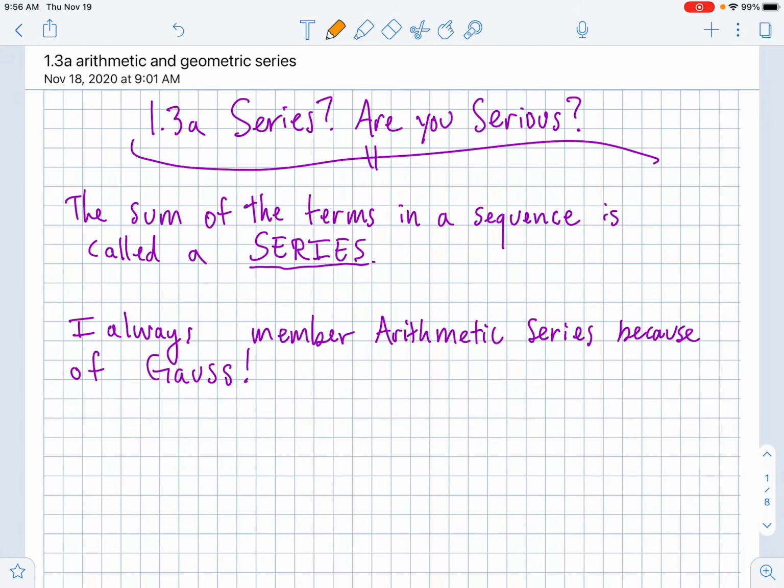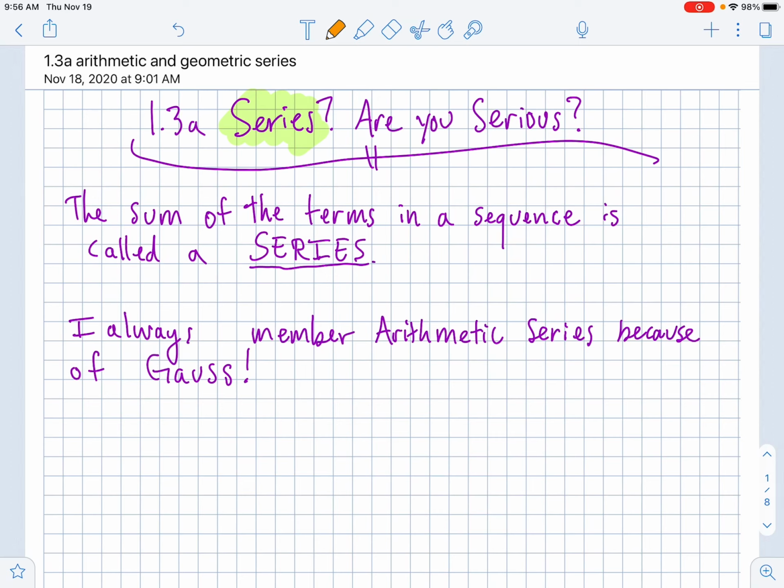All right, IBSL1. We are back today to talk about the first part of 1.3, which is all about series. First of all, what a series is, it's just adding together terms in a sequence. So you can have arithmetic series, geometric series, or any type of series. Like you can take a sequence that's non-arithmetic and non-geometric and add them all together, and that technically is a series. But today we're going to mainly focus on arithmetic series and geometric series.